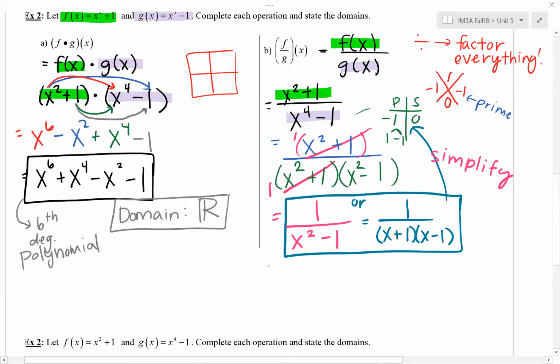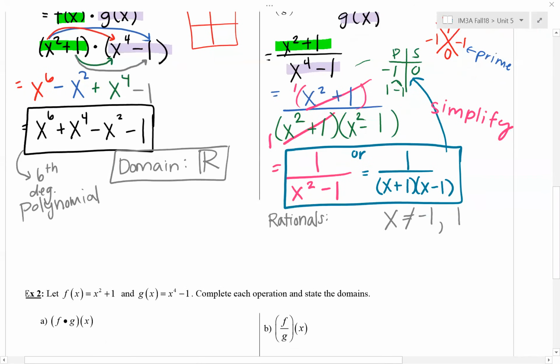So remember that with rational functions, we have restrictions. So our restrictions are any value of x where it would make our denominator 0. So remember that the number that would make x plus 1 equal 0 is -1. And the number that would make x minus 1 equal 0 is +1. And so these are our restrictions on the variable, which means that our domain can be expressed as all real numbers except x being 1 or -1.